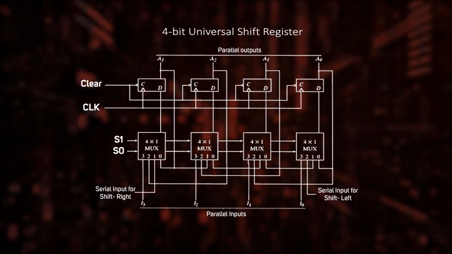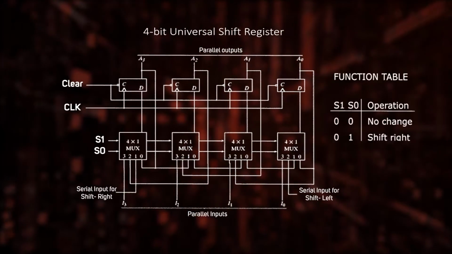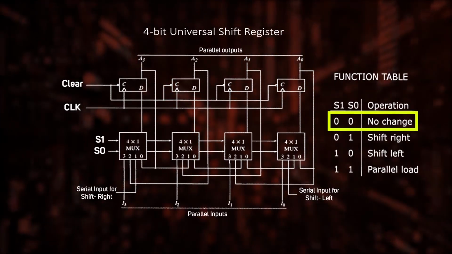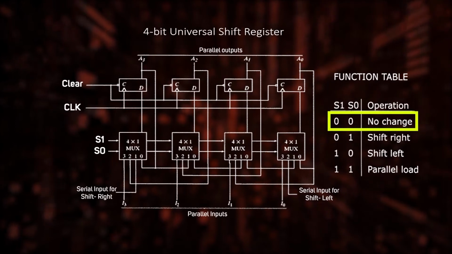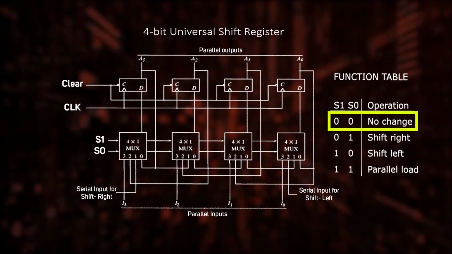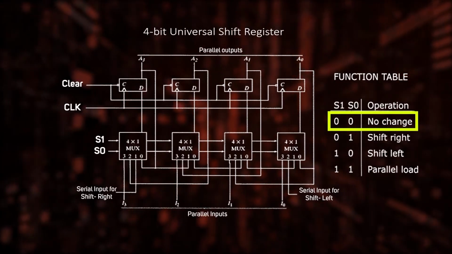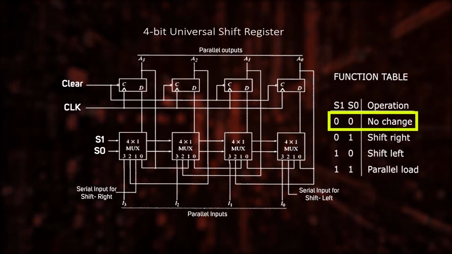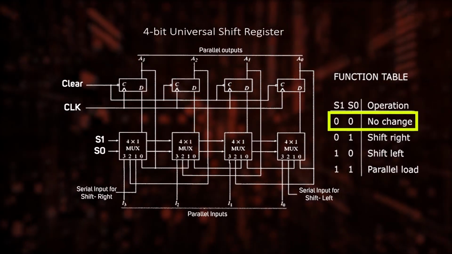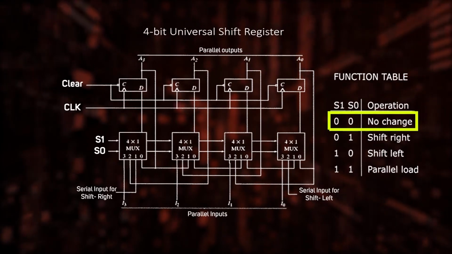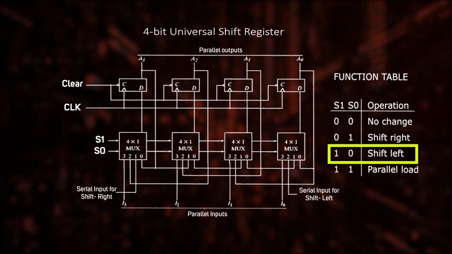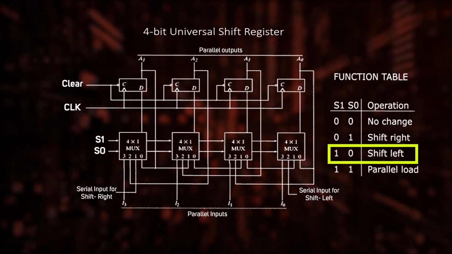Now, let us see the effect of each combination of values. Suppose S0 S1 equal to 0 0, then it indicates that no change happens to the register. It retains its previous state itself. The present value of the flip-flop is applied to the D inputs of the flip-flops. As per the working of the D flip-flop, it retains the value as it is, resulting in a no change situation. If S0 S1 equal to 1 0, then the left shift operation will be triggered.